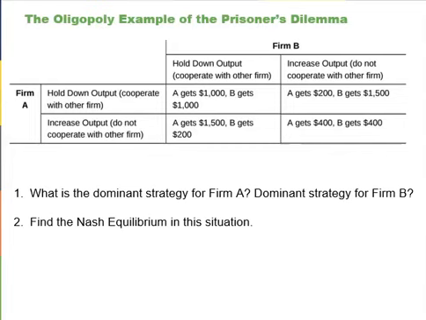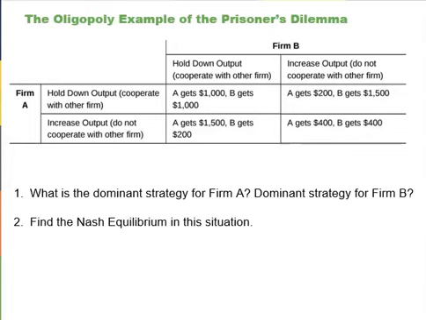Expanding output is the dominant strategy for firm A because firm A will do it regardless of what firm B does, as we just analyzed. Again, B faces a parallel set of decisions that will lead B also to expand output. So expanding output is also the dominant strategy for firm B.